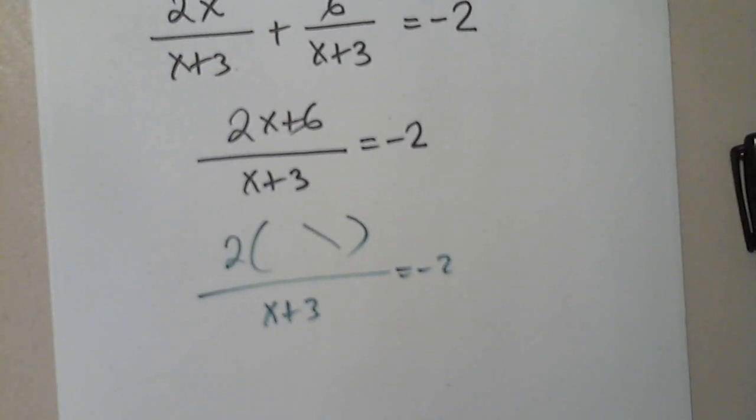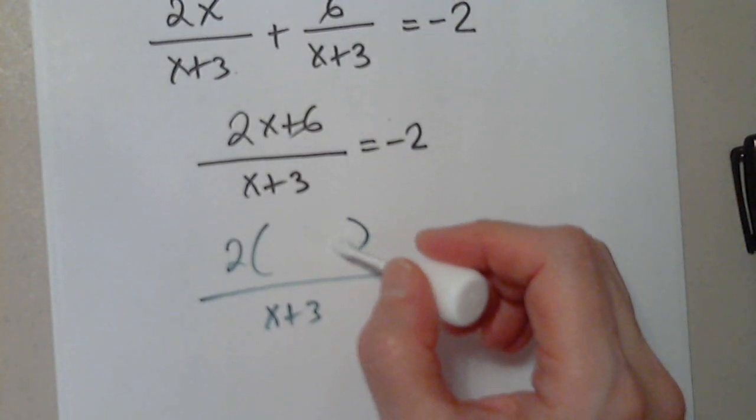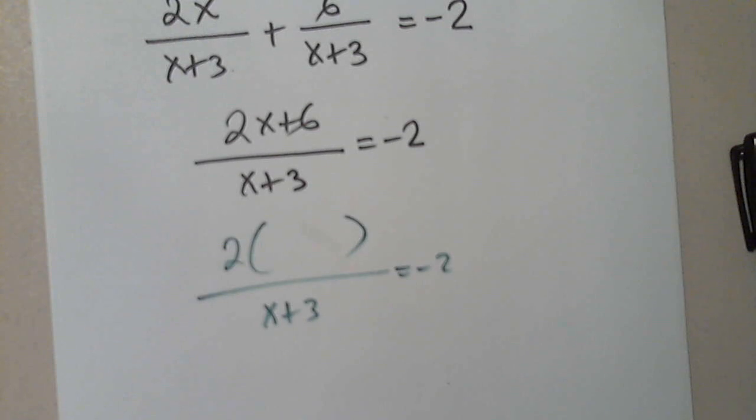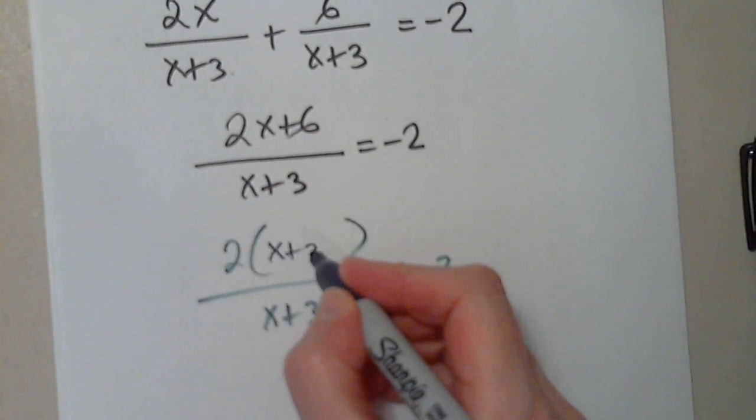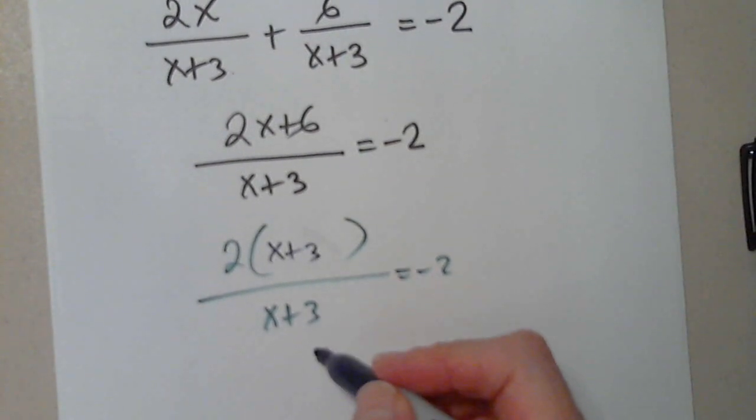So what do I have in parentheses? X plus 3. Exactly. Good. So I have an x plus 3. Am I allowed to simplify it?